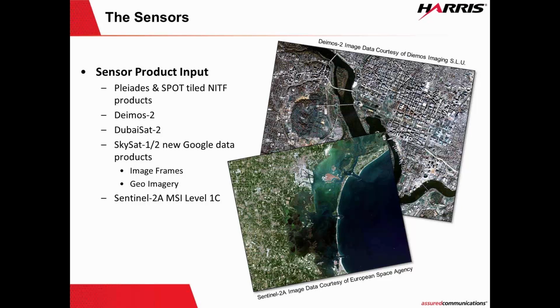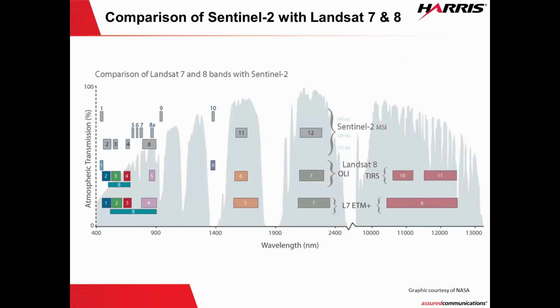We also now support Deimos-2, DubaiSat-2, and SkySat products in the new Google data format. One of the more interesting developments in remote sensing, in my opinion, is the successful launch of Sentinel-2A. The Sentinel-2 mission is a land monitoring constellation of 2 satellites that will provide high-resolution optical imagery and provide continuity for SPOT and Landsat missions. So this is a really cool mission. It'll provide global coverage of the Earth's land surface every 10 days with one of the satellites and every 5 days with both satellites in operation.